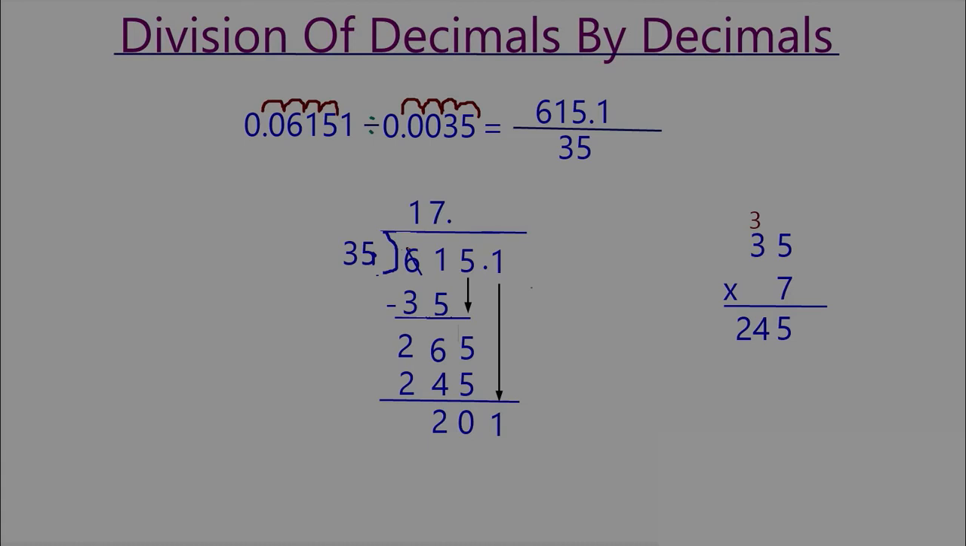201 divides into 35 gives 5. 5 times 35 equals 175. 175 from 201 equals 26. To leave the decimal in the hundredths place, we bring a 0 behind 26. We then get 260. 260 divides into 35 gives 7.